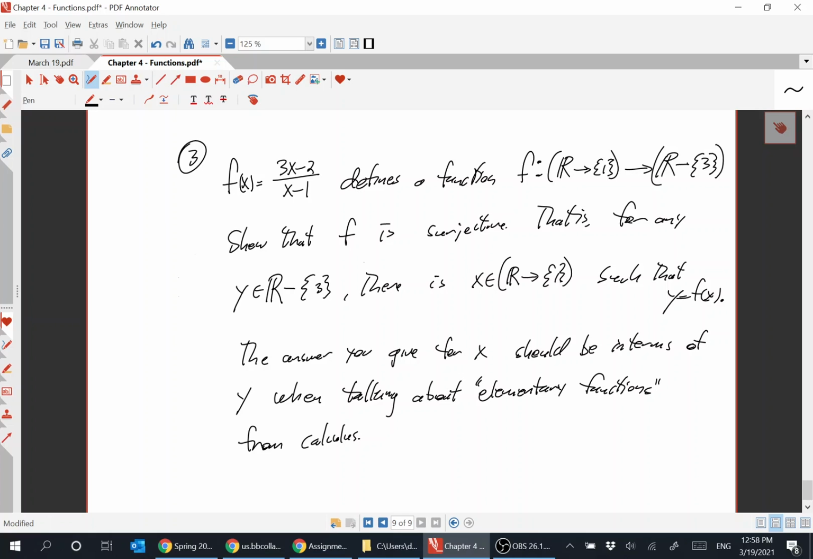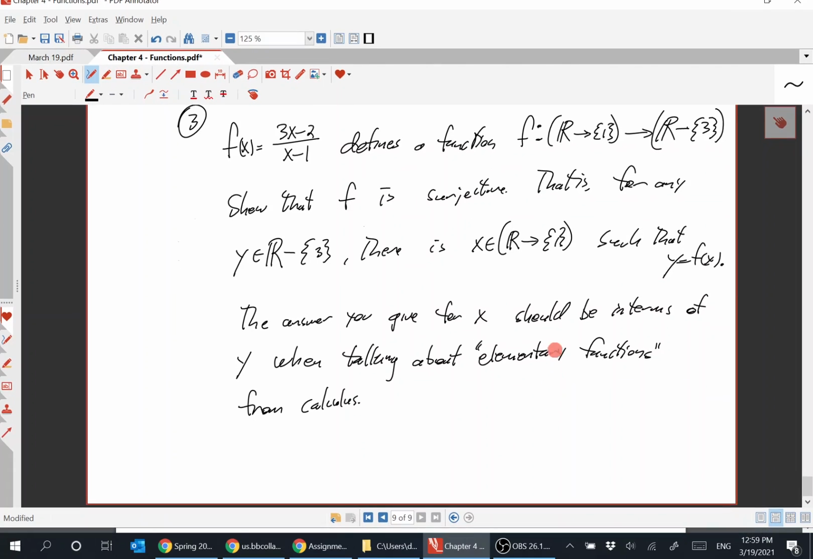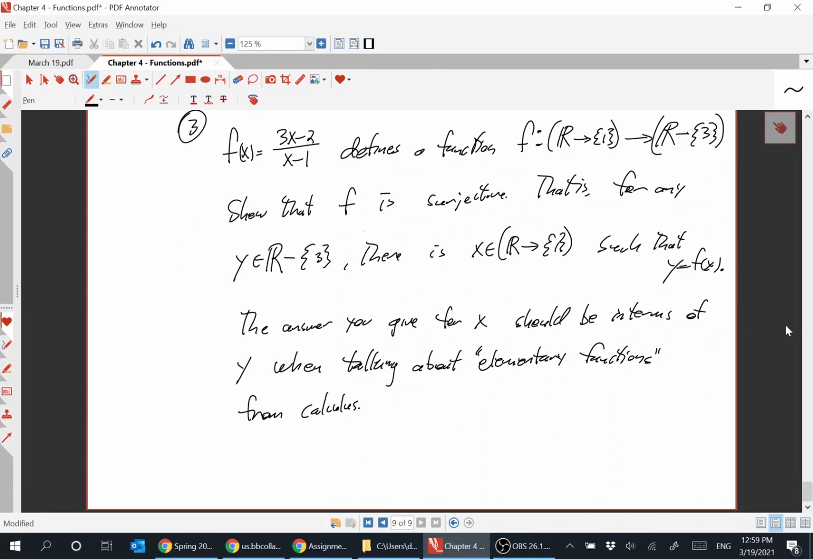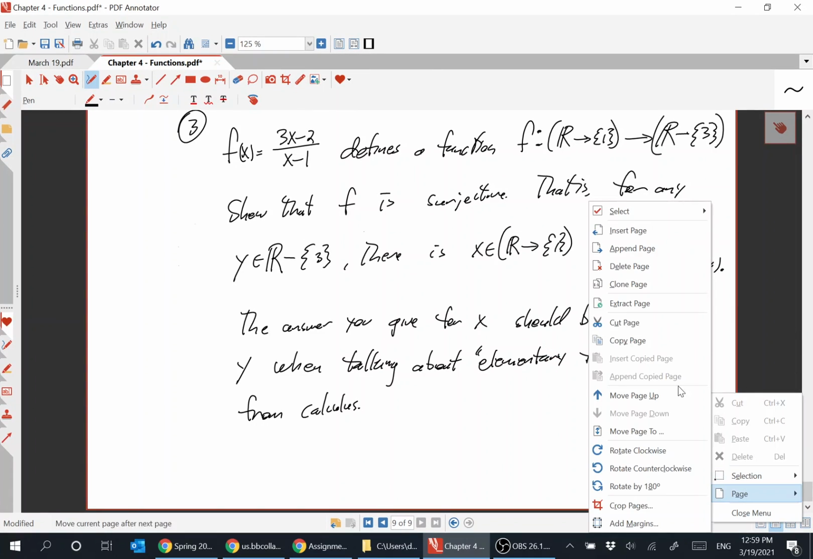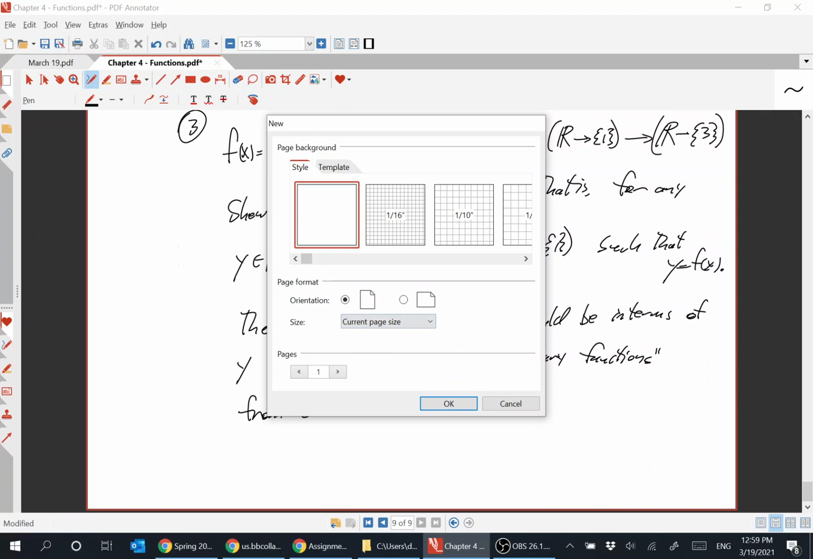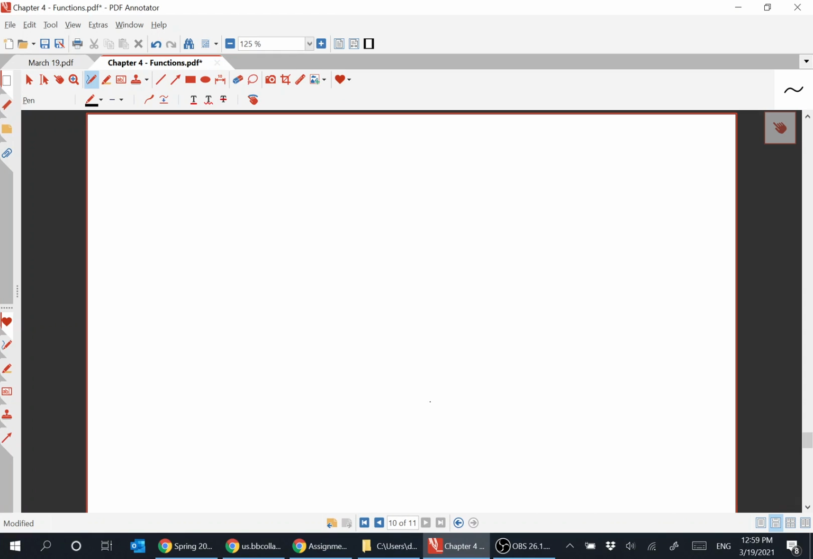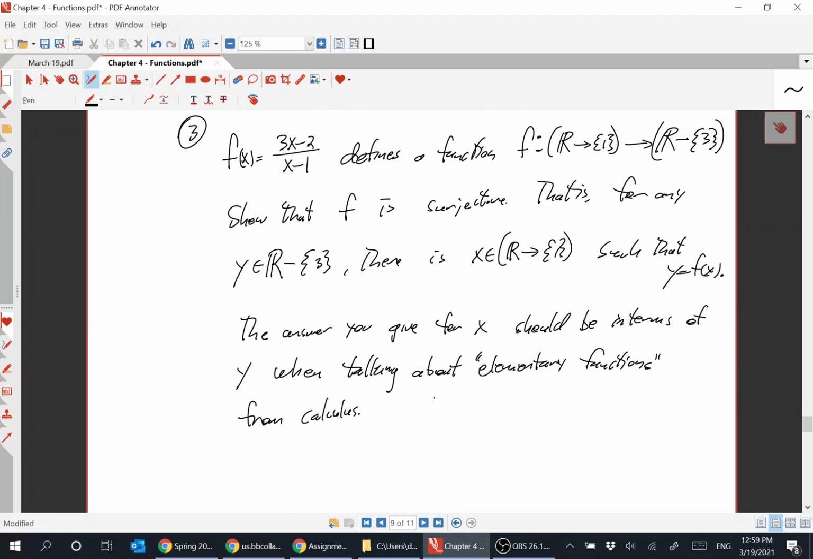You can expand the notion of elementary functions a little bit beyond that: hyperbolic sine, hyperbolic cosine. There's also this thing called the Airy function. So the answer you give should be in terms of y. Now, how do you find it? How would you find it? This is actually an exercise you would have done in your pre-calculus type classes.